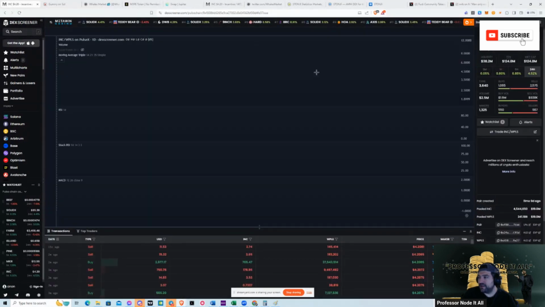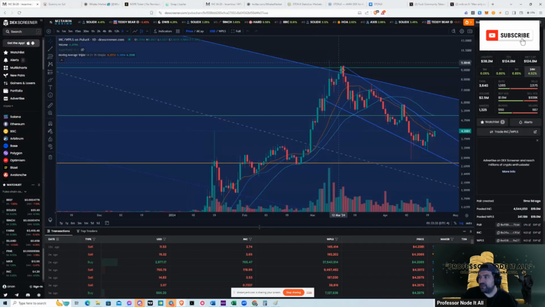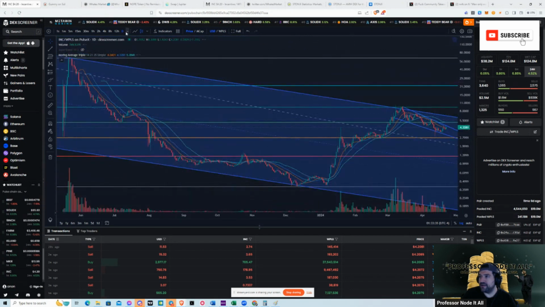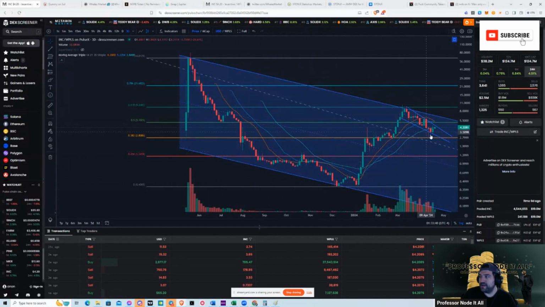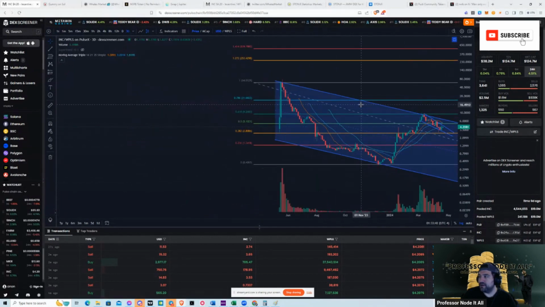Ink token looks crazy on the chart right now. I am in a swing position. I'm in position on this asset around $3.50. I missed this double bottom down here, and that's fine. I ended up catching this swing low here.